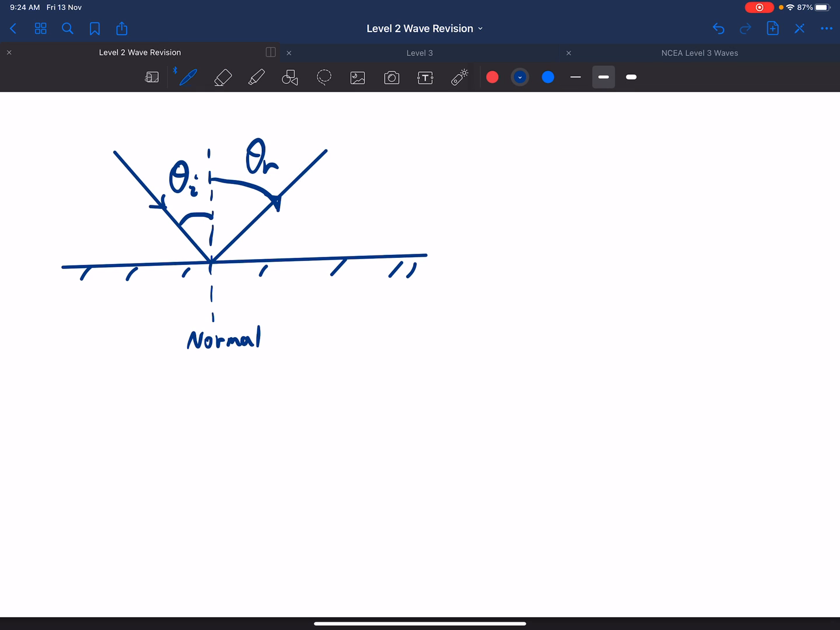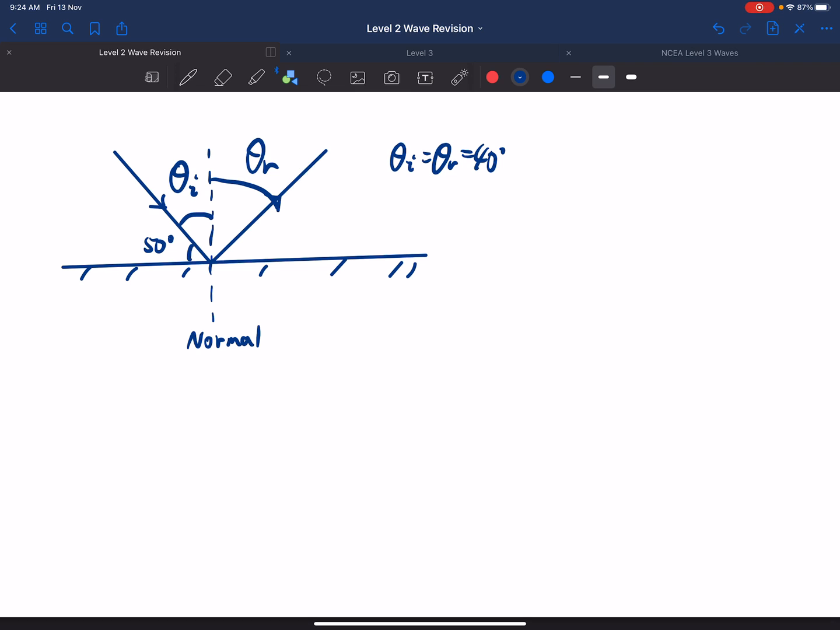Sometimes they give you a little trick. They will tell you this angle is 50 degrees, and then how big is your incident angle? 40. Yeah, the incident angle equals the reflection angle, equal to 40 degrees over here. So that is something you have to be careful of.